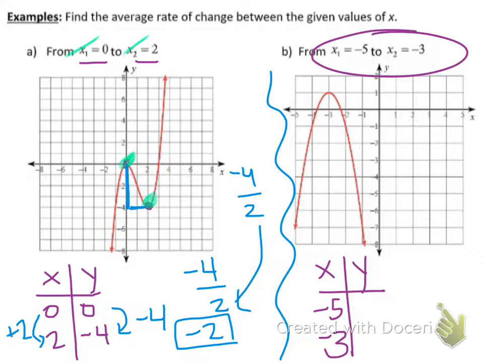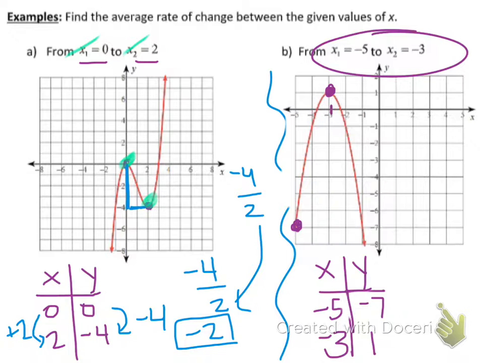So when x is -5, I go and find my matching y value. So that'll be down here. Okay, and then let's write that in our table. When x is -3, I go up and my graph is right here, which goes with 1.